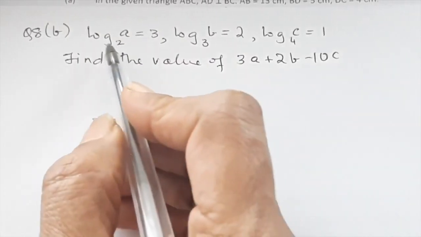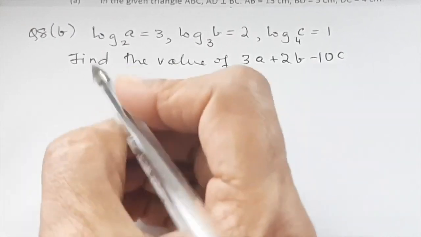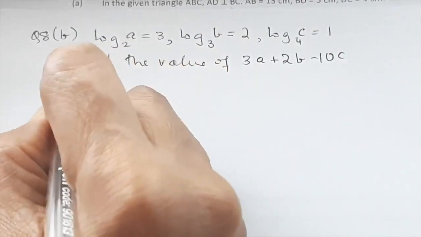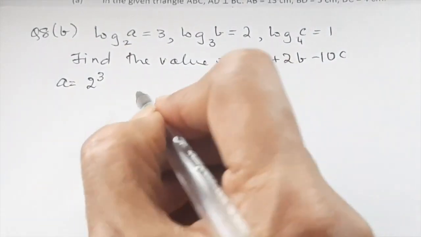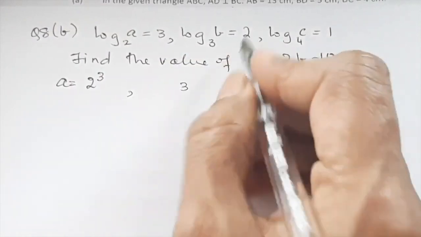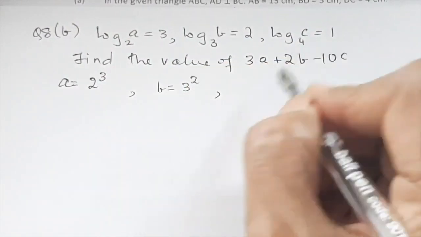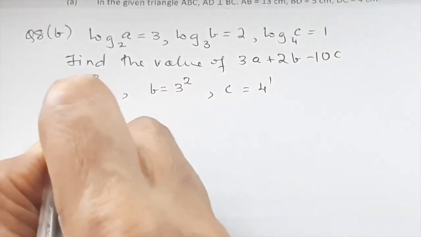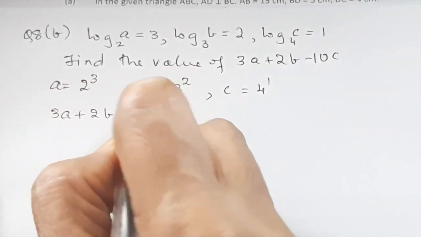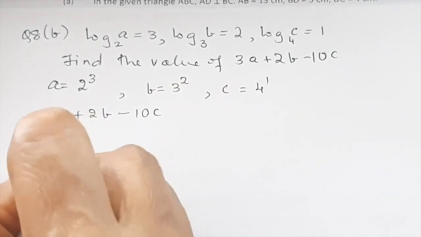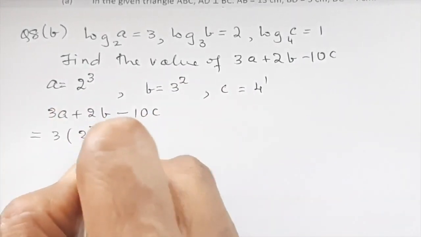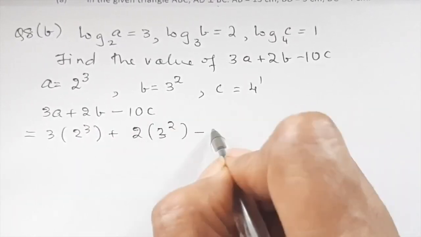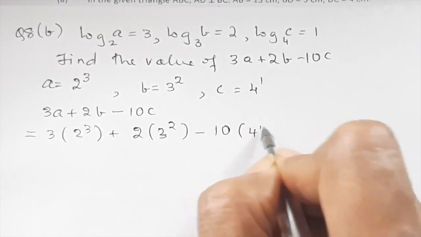So if we are given the values of log a to the base 2 equal to 3, we can easily say that 2 to the power 3 is the value of a. So we'll have a equal to 2 to the power 3, and here we will have 3 to the power 2 will be b, and 4 to the power 1 will be the value of c. Okay, now we will write this: 3a plus 2b minus 10c equal to 3 into bracket a means 2 to the power 3, plus 2 into bracket b means 3 to the power 2, minus 10 into bracket c means 4 to the power 1.